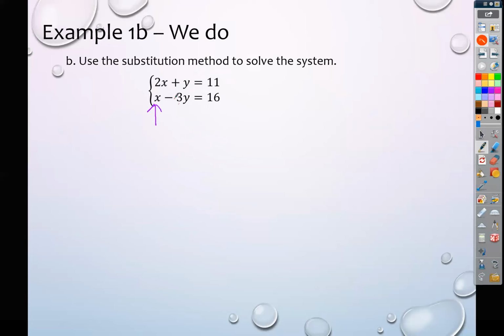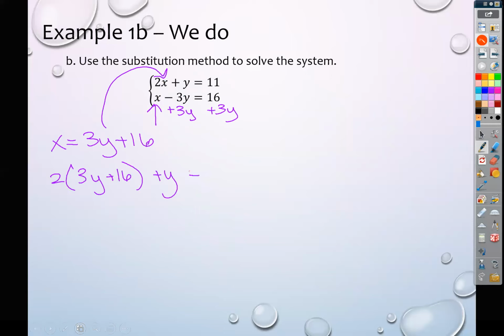All right, to isolate this x, I would add 3y on both sides. So my equation would be x equals 3y plus 16. Now, since I've isolated the x in the second equation, I'm going to substitute it in for the x in the first equation. So instead of 2x plus y, I'm going to say 2 times (3y plus 16) plus y equals 11. And then I'm going to distribute that. So 6y plus 32 plus y equals 11.